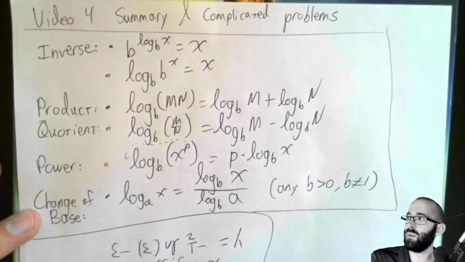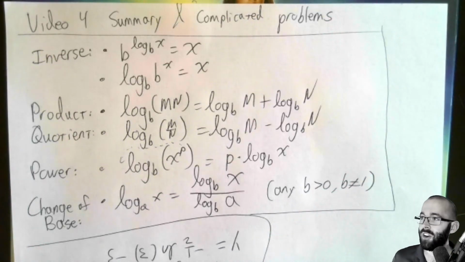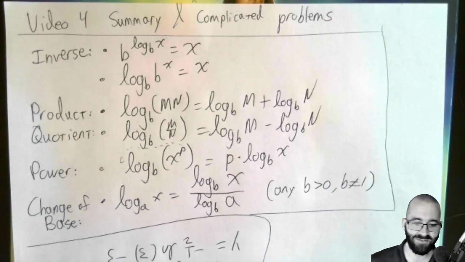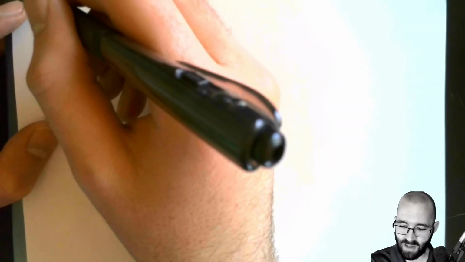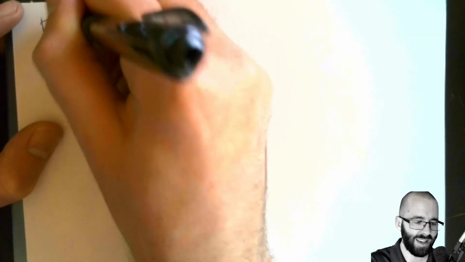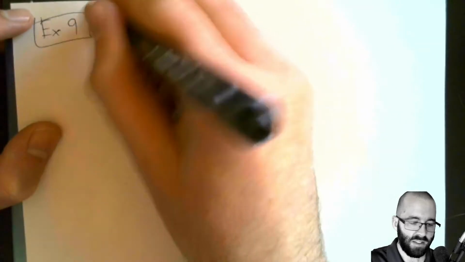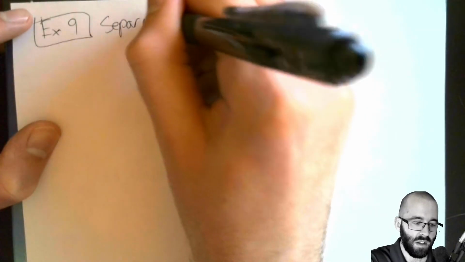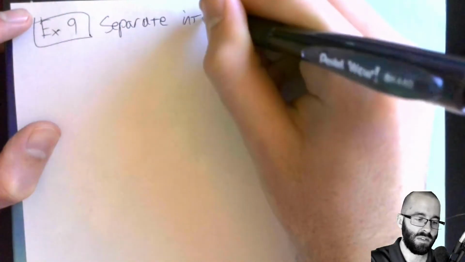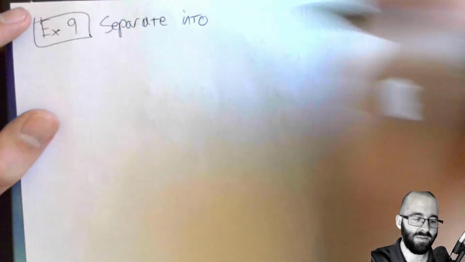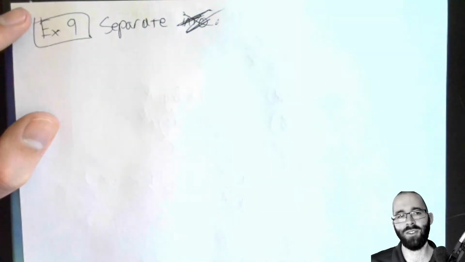So these are all the properties we're using, and in this video, we're going to use them all. Okay, so let's get cooking. This was going to be example 8, but we already did example 8, which would make it now example 9, because I can count from time to time. Let's separate into as many logarithms as possible.